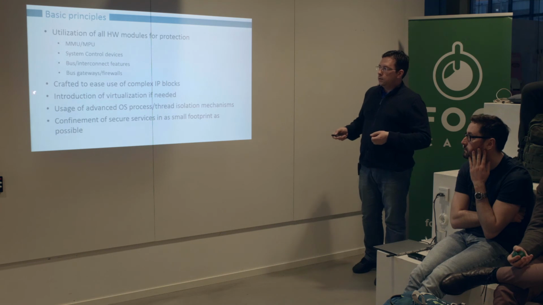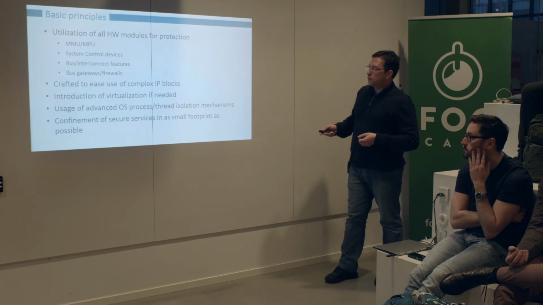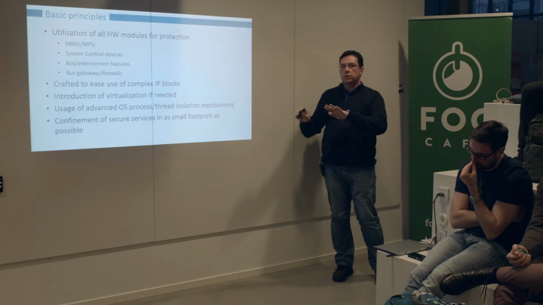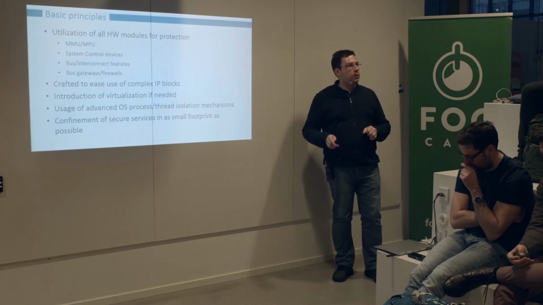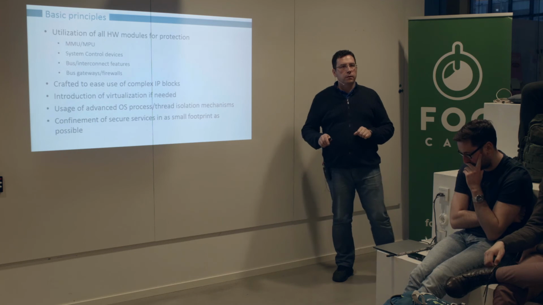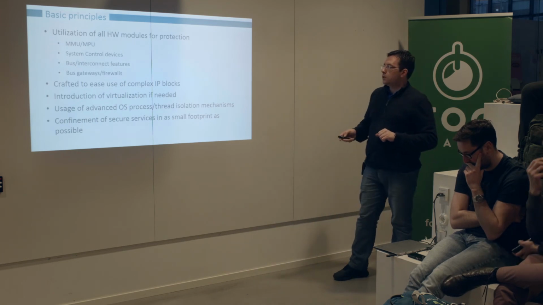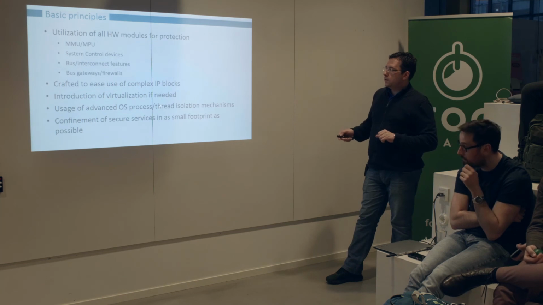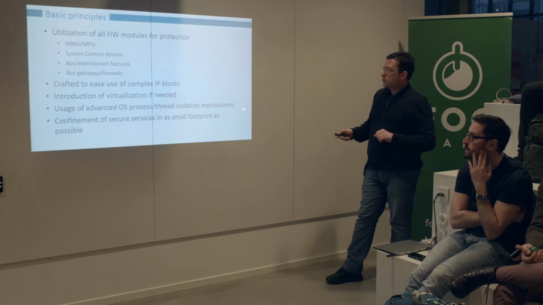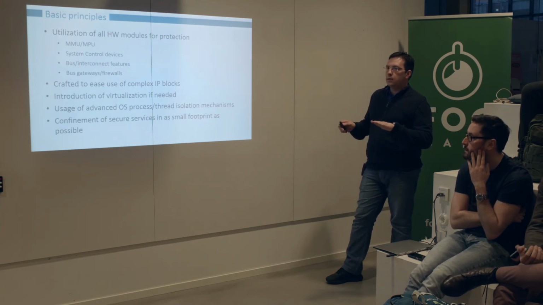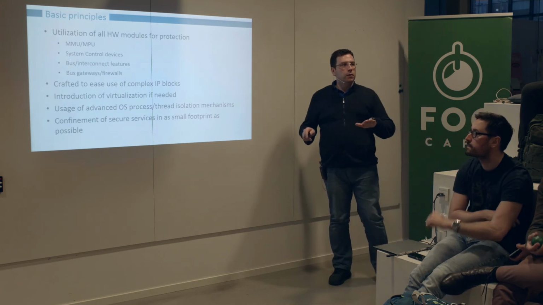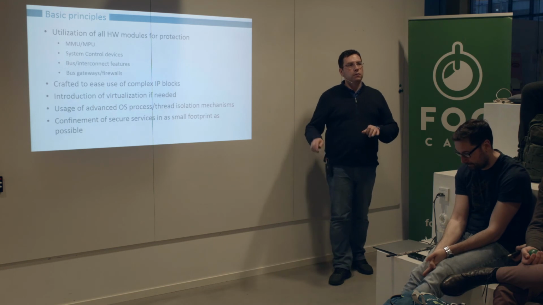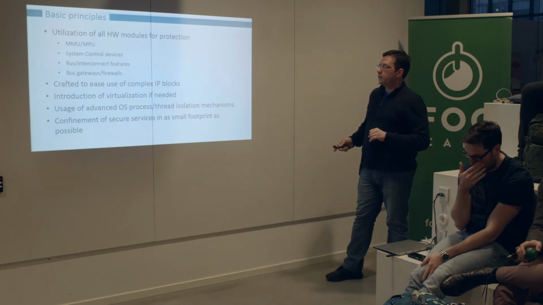If needed, the operating system can also introduce virtualization in order to provide proper isolation between two or more operating systems or two or more environments in which the applications or operating systems are executing. Use of advanced operating system process and thread isolation mechanisms in order to guarantee that whenever one process dies or behaves unpredictably, the rest of the system will continue working properly.